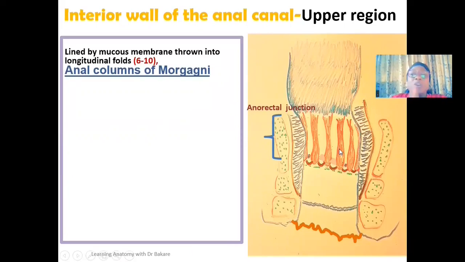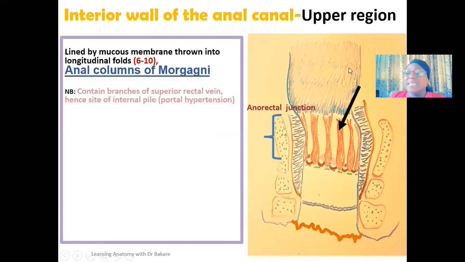The internal wall of the upper two-third, or the superior two-third, of the anal canal is lined by mucous membrane that is thrown into longitudinal folds. So you see folds of mucosal lining of the upper two-third of the anal canal, and these are referred to as the anal columns of Morgagni, which is what is arrowed here in black. You have a number of them. They are usually about 6 to 10 in number, and that is what is presented. They are just longitudinal folds of mucous lining of the wall of this region.